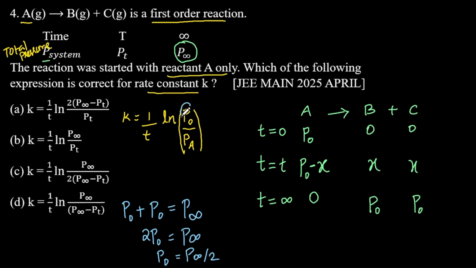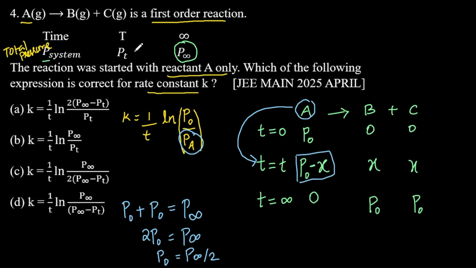So the numerator we have converted in terms of P infinity. Now we have to convert PA. So what is PA? The partial pressure of A at some time. So after some time, what is the partial pressure of A? We already got the expression P naught minus X. But you have to know the value of X, no? How to find the value of X?